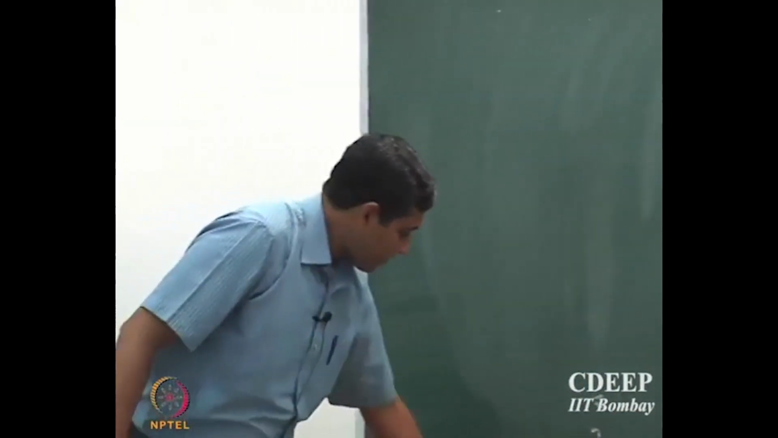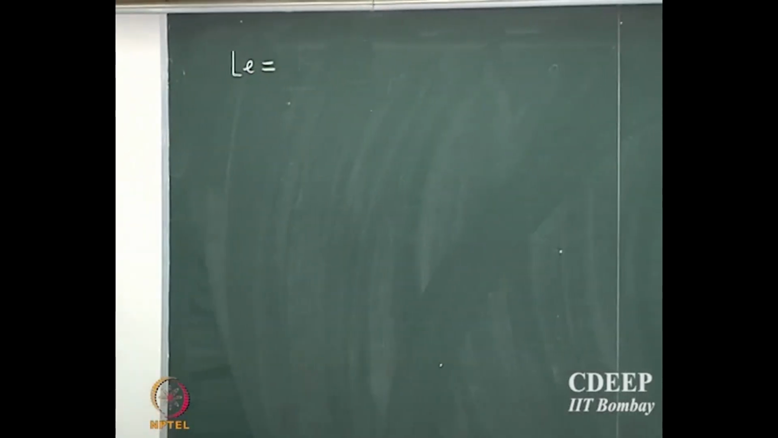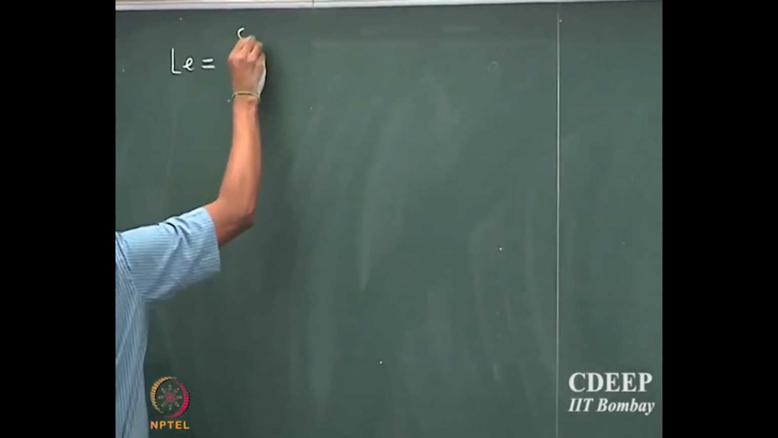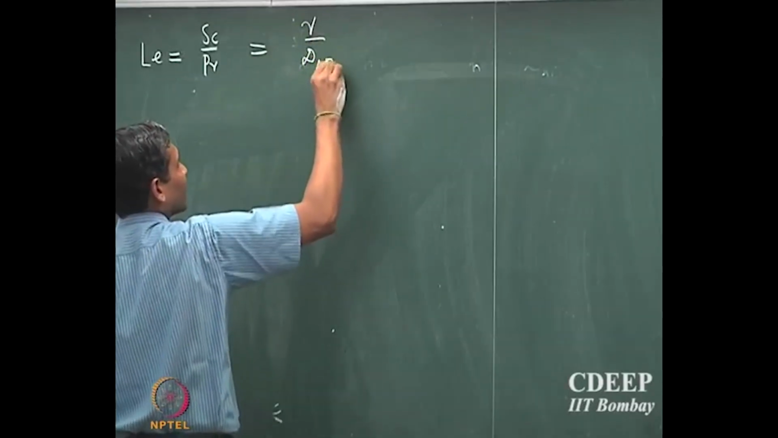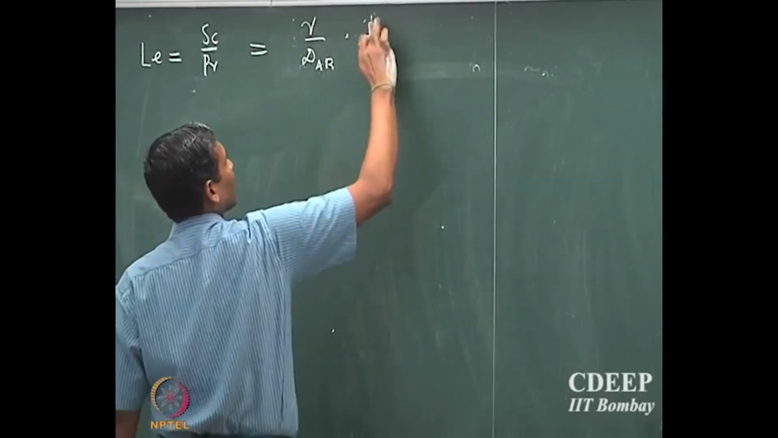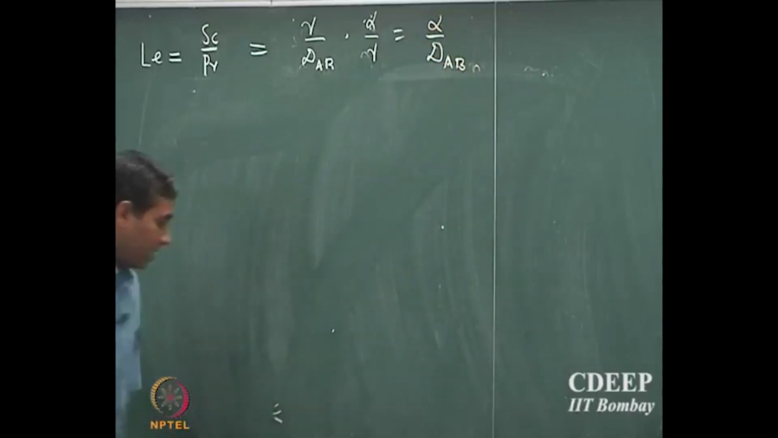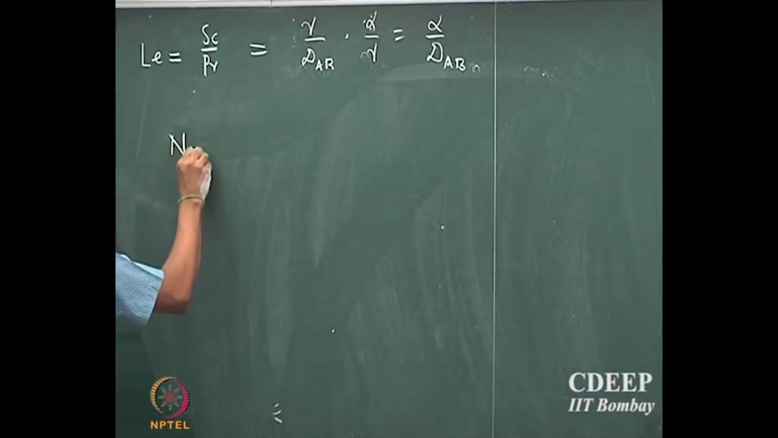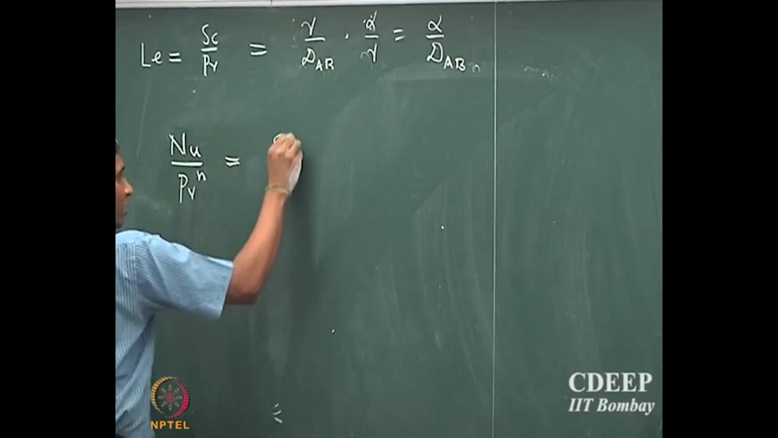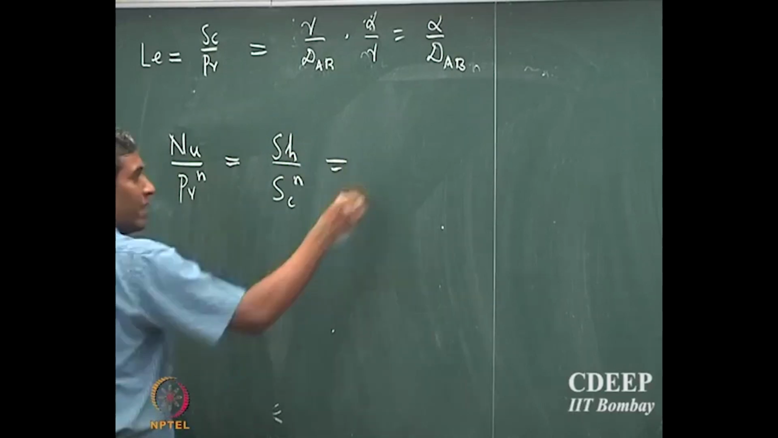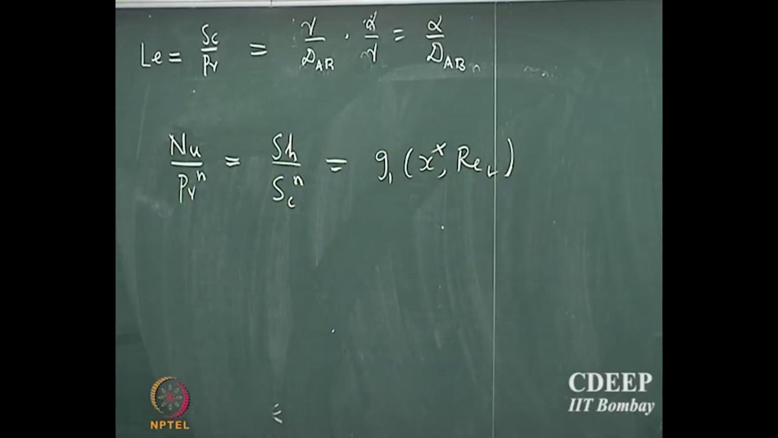Alright, so we said that the Lewis number is the ratio of the Schmidt number to the Prandtl number, that is nu by DAB into alpha by nu, so that's alpha by DAB, right? Now we said that the Nusselt number divided by Prandtl to the power of n should be equal to Sherwood by Schmidt number to the power of n, and that has the same functional form.